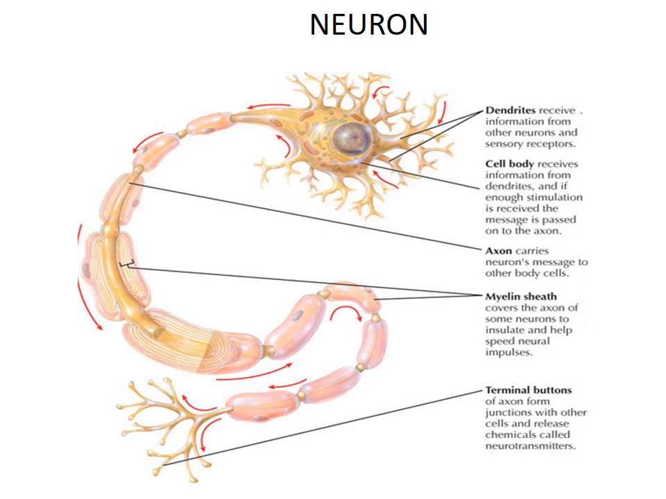It consists of dendrites that receive information from other neurons and sensory receptors. A cell body receives information from dendrites, and if enough stimulation is received, the message is passed on to the axon. The axon carries the neuron's message to other body cells. The terminal buttons of the axon form junctions with other cells and release chemicals called neurotransmitters.